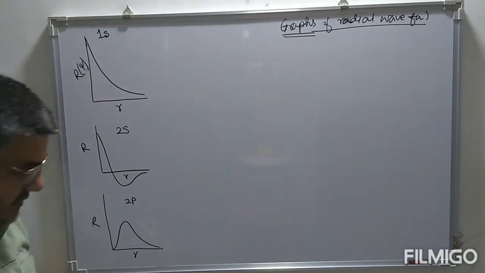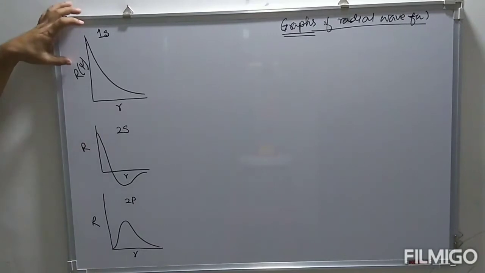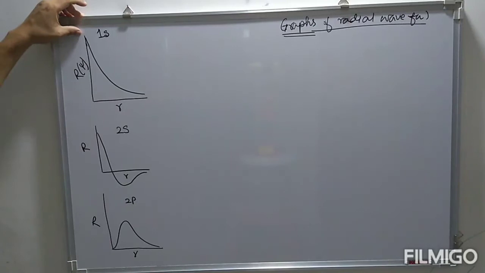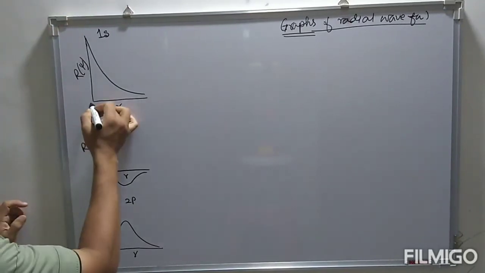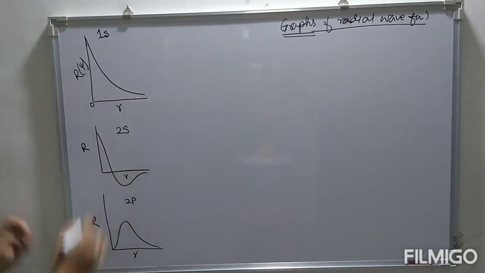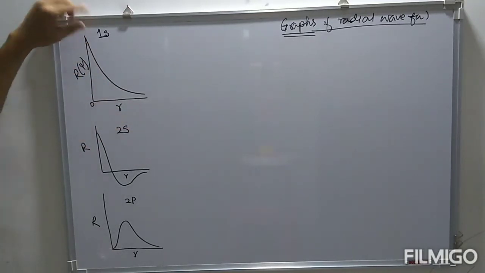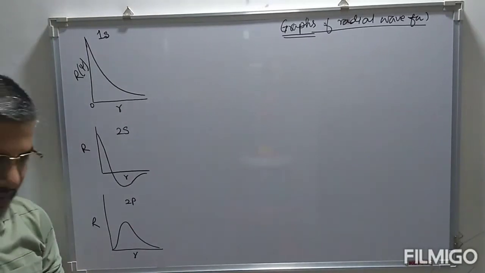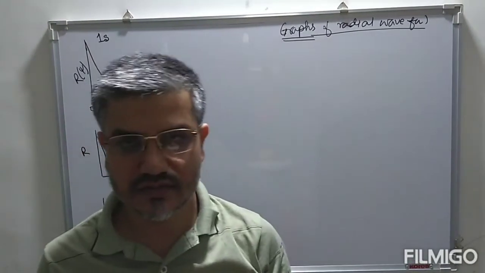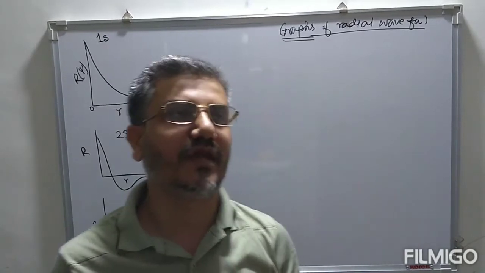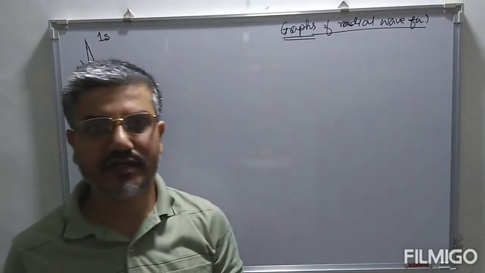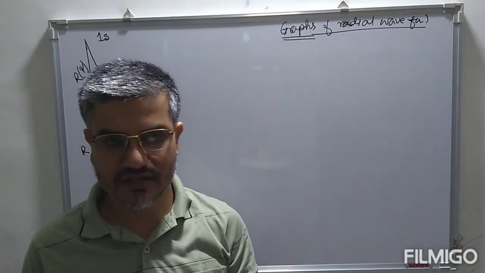If you look at this graph, the wave function R has its maximum value at the nucleus. This is the nucleus, and this is the distance from the nucleus. As the distance from the nucleus increases, the wave function R decreases. The electron wave function has its maximum value at the nucleus. Now the question is, if the electron can be found in the nucleus, will the atom be stable? No. The possibility of finding the electron inside the nucleus is zero.